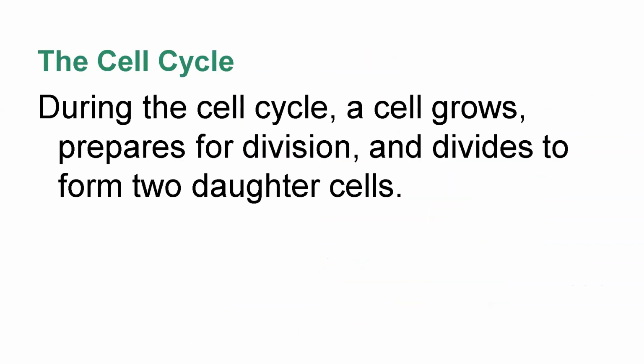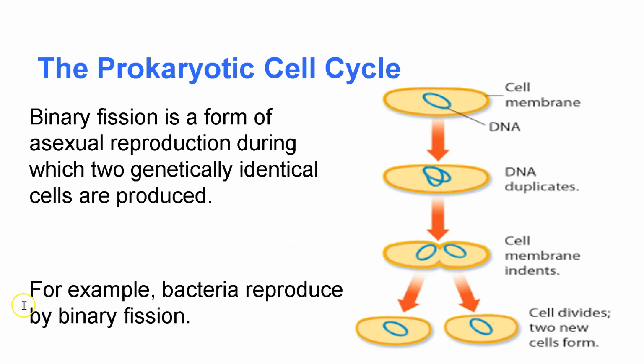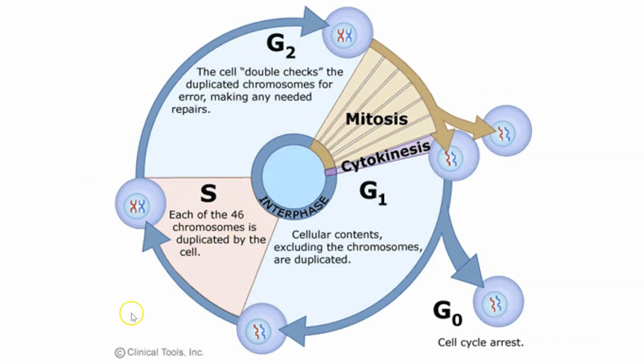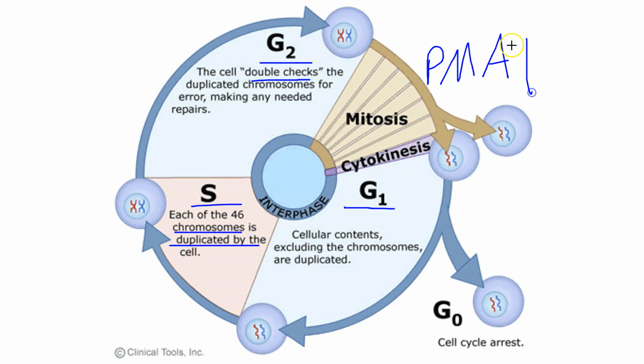And so during the cell cycle, a cell grows, prepares for division, and divides. Bacteria do something like this. They don't do mitosis because they don't have a nucleus, but bacteria reproduce by something called binary fission, okay? And here's just another diagram of the cell cycle. You can see you have G1, which is where a cell grows. S, when the DNA is duplicated, okay, chromosomes, DNA. 46 in humans. And then G2, there are checkpoints. The cell's also growing and making sure it's ready to go into mitosis. Mitosis, if you want to write it down, PMAT: prophase, metaphase, anaphase, and telophase. And then cytokinesis is when one cell becomes 2.